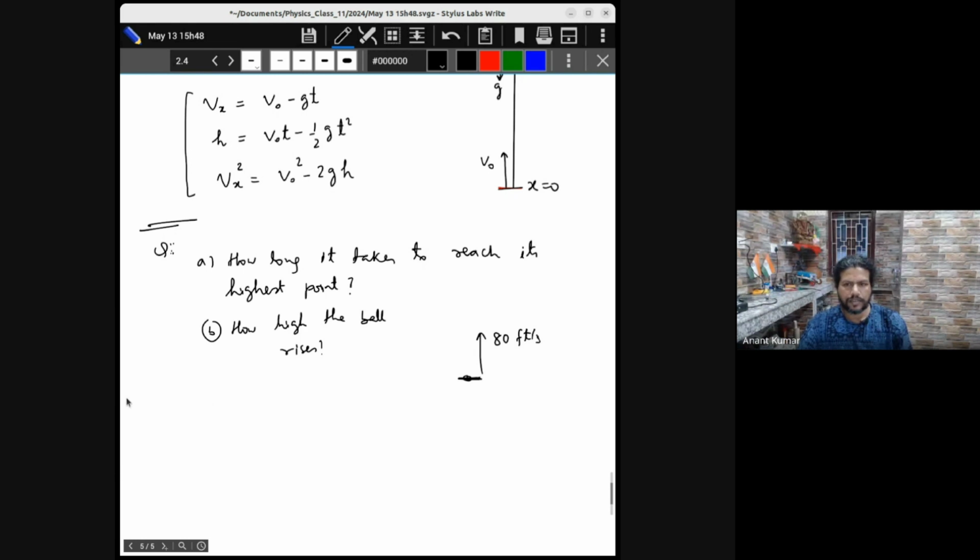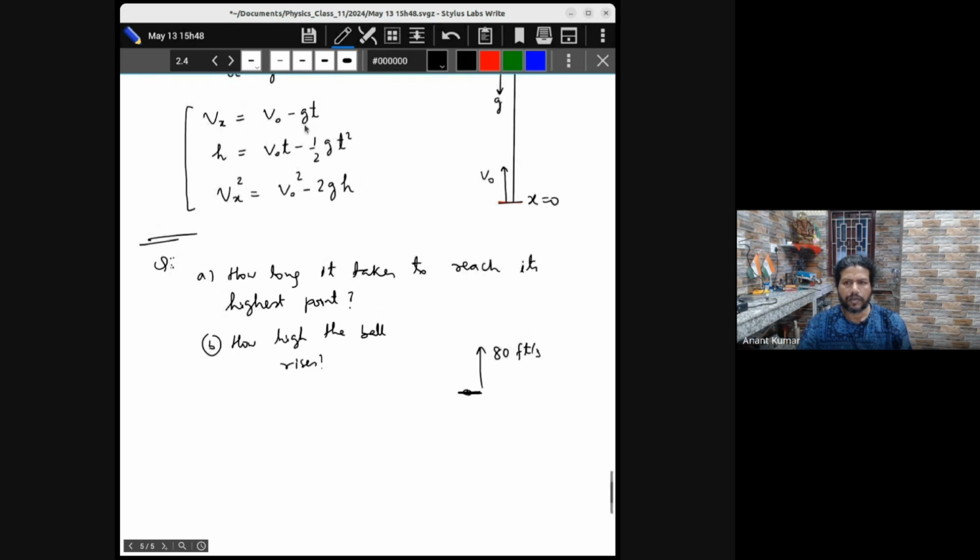This should be simple enough because highest point पे जब भी पहुंचेगा उसका velocity 0 हो जाएगा, so I can utilize the first equation itself. 0 equal to v naught minus gt. So v naught is 80, g is 32, so we get time as 80 by 32. That makes it 5 by 2, which is 2.5 seconds, isn't it?